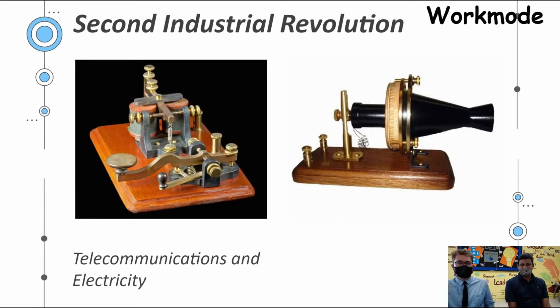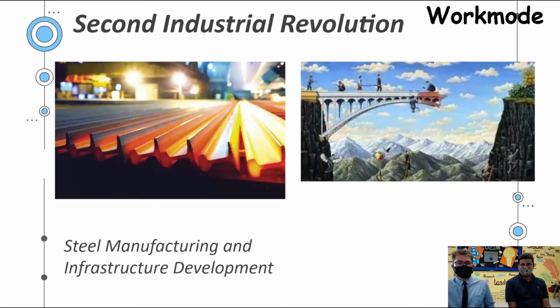This here is a telegraph, so I can send messages to anyone across the world using Morse code. And then of course from this you had the telephone and electric lines as well. And if you go one more step ahead, you see that a lot of steel manufacturing started during this time. So bridges and railroad and all of that started taking off after the second industrial revolution.